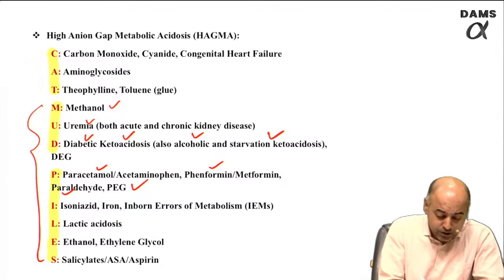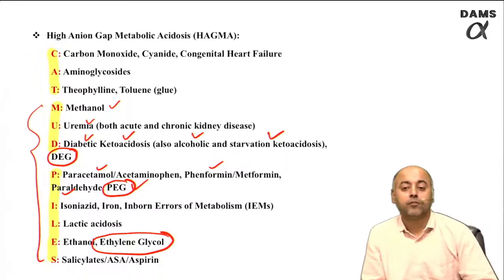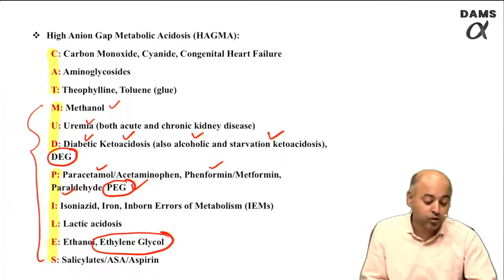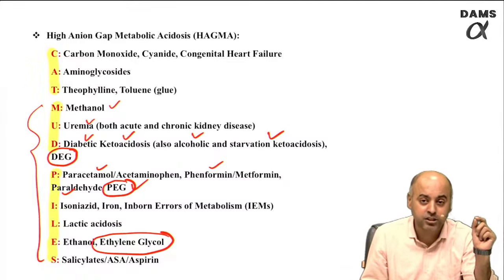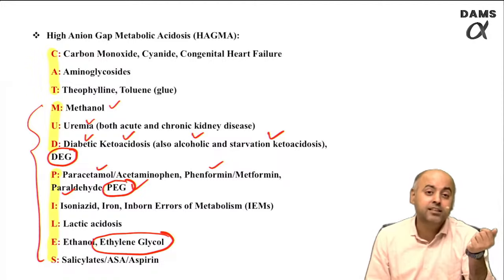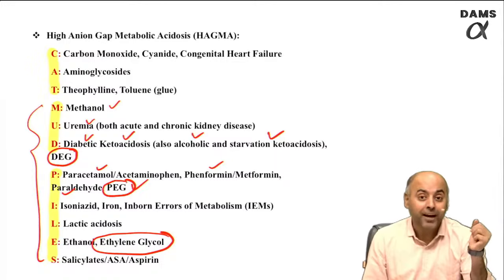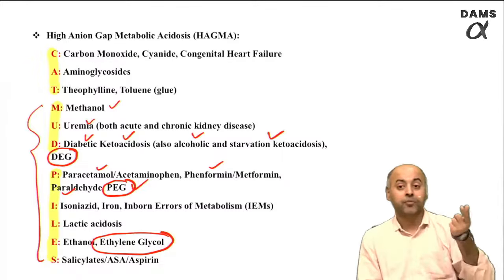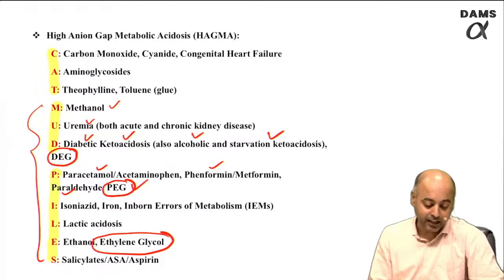Here I would like to mention that whether it is polyethylene glycol, or simply ethylene glycol, or diethylene glycol, any of the ethylene glycols are going to cause the high anion gap metabolic acidosis. Recently, if you remember, in one of the cities in Madhya Pradesh, we had an episode where a series of children were getting sick. Some of them even died due to consumption of cough syrup which was spiked with diethylene glycol.